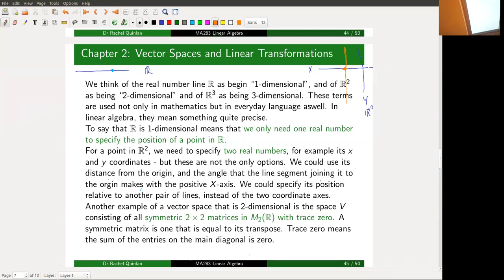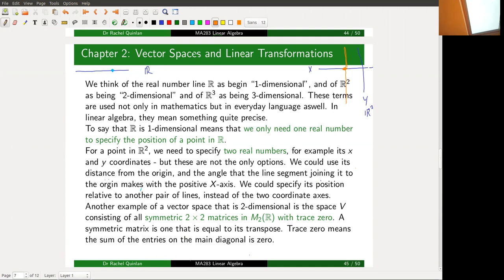So for example, you could use as your two numbers the distance from your point to the origin. That would tell you what circle centered at the origin your point is on, but it wouldn't tell you where on the circle it was. So you'd need a second number to tell you, for example, what is the angle that the line joining your point to the origin would make with the positive x-axis.